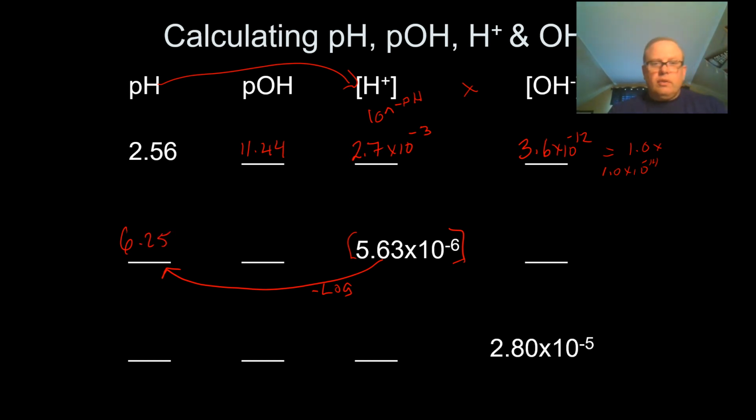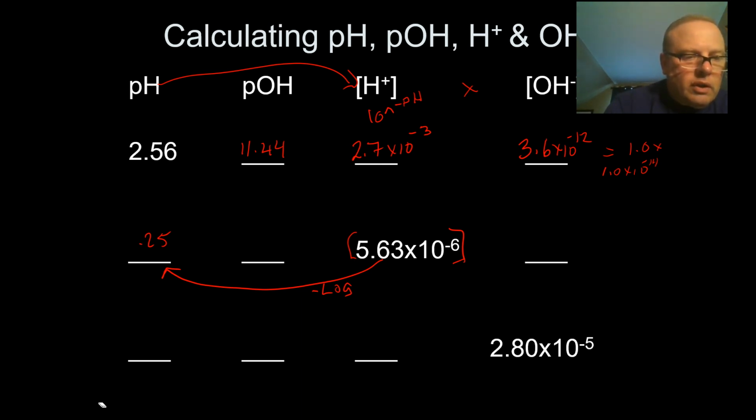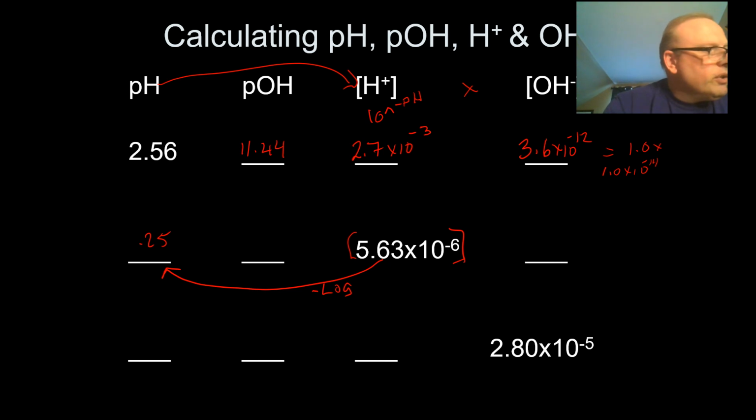Let me just do that real quick. Negative log 5.63, second exponent, negative 6. 5.24. Who's lying here? I could tell it was 5.24. All right. Now let's just erase that. Done. We'll go to blue here for no good reason. Okay, so that's 5.24.